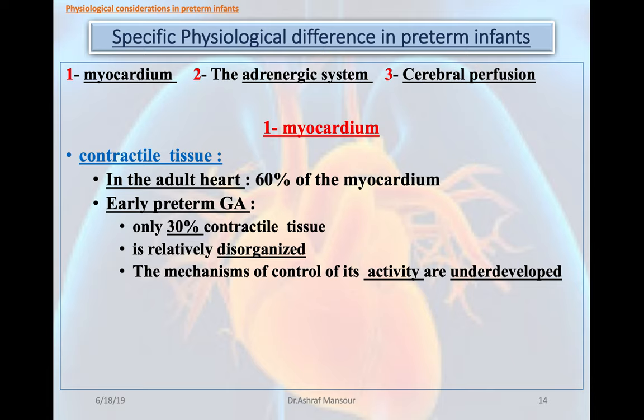So there are some considerations with different implications: the type of the myocardial function and the cells of the myocardium, the adrenergic system of the baby, and the cerebral perfusion, with its compensatory effect and regulation. In the adult heart, 60% of the myocardium is contractile tissue, while in early preterm, only 30% is contractile. And it is relatively disorganized, and the mechanism of control of its activity is still immature. So this is the myocardium.